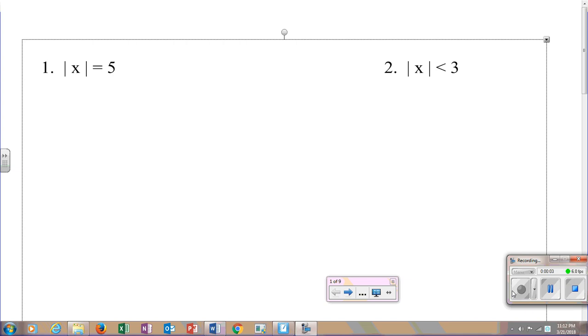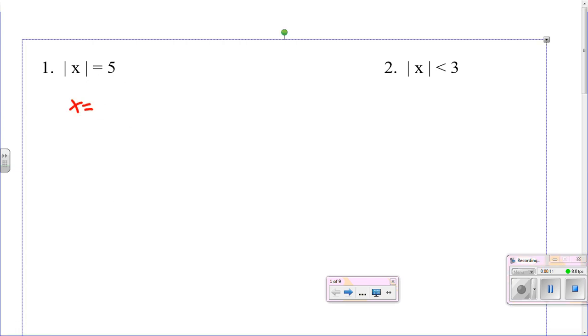Okay, reviewing the homework from yesterday. Absolute value of x equals 5. That gives you x equals 5, and then you have the other option of x equals negative 5.